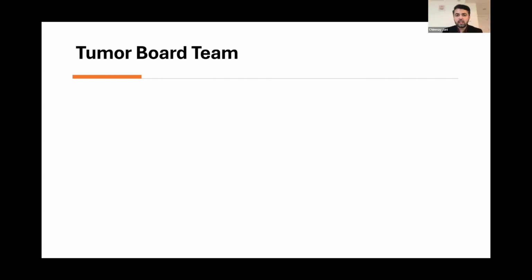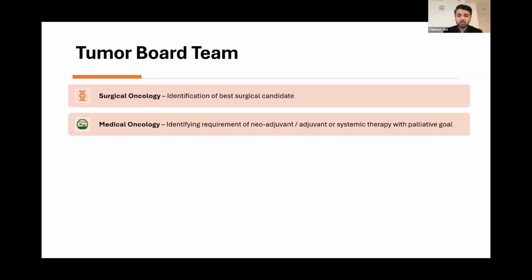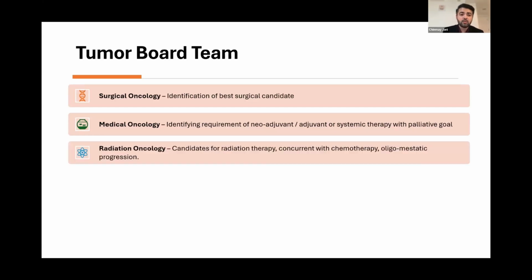On this slide, I want to quickly talk about what the different teams are. So first and foremost, surgical oncology. They help in identifying the best surgical candidates. The second one are medical oncologists like us, identifying the requirement of neoadjuvant, adjuvant, or systemic therapy with palliative goal. So what kind of treatment can be given, what kind of combinations can be given. Third ones are radiation oncologists. They help in again determining candidates for radiation therapy, concurrent with chemotherapy, or just for oligometastatic progression.